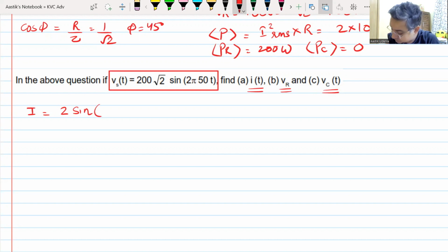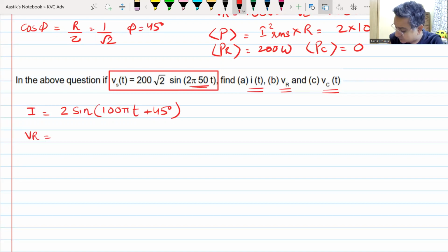Yes or no? Yes. So 100 pi into t, and the phase angle, will it be leading or will it be lagging? It will be leading, sir, by pi by 4, 45 degrees. So that becomes the formula for this. Yes or no? Yes.